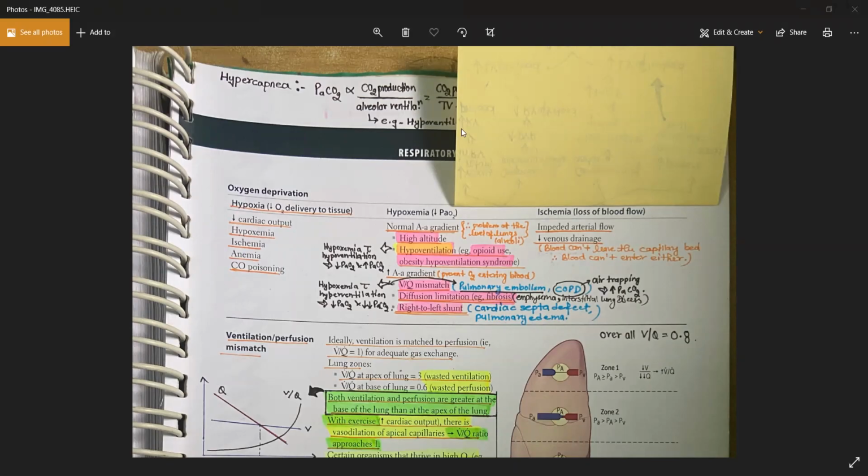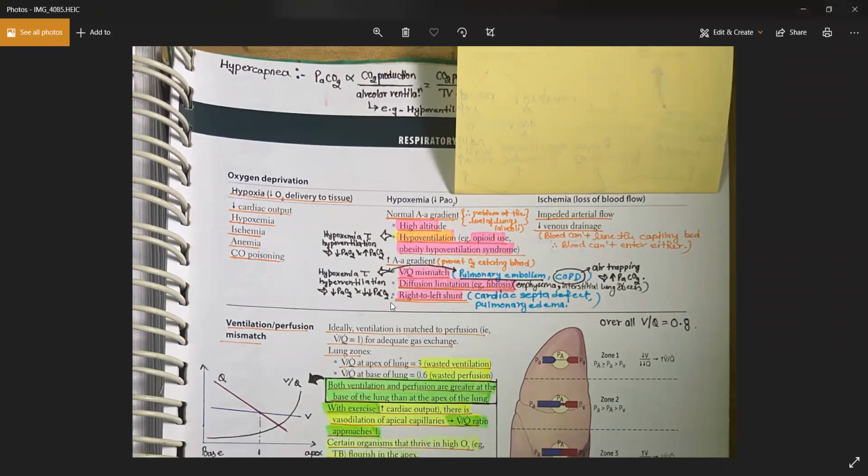Now, first thing is when the AA gradient is totally normal, that means the anatomy of your lungs or your blood vessels are totally normal. It's just that from outside you cannot inspire the oxygen. That can happen whenever you're at high altitude. Whenever you're at high altitude, the atmospheric pressure of the oxygen drops. So if the outside pressure of the oxygen drops, you cannot have the oxygen inside your lungs, right? So this will again cause the hypoxemia.